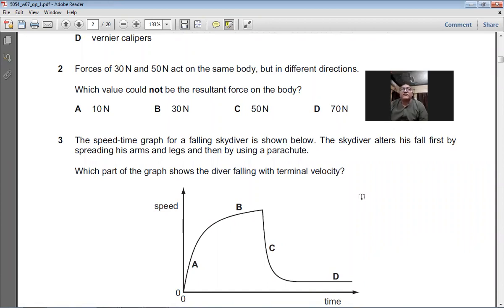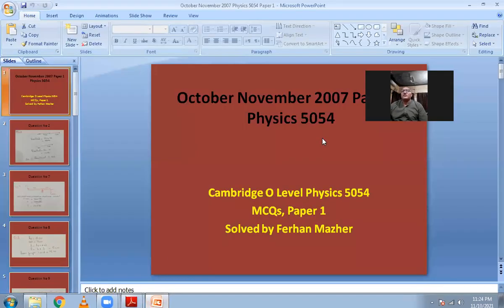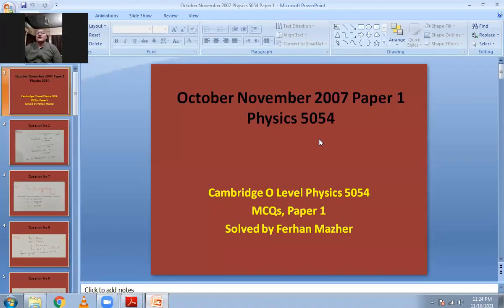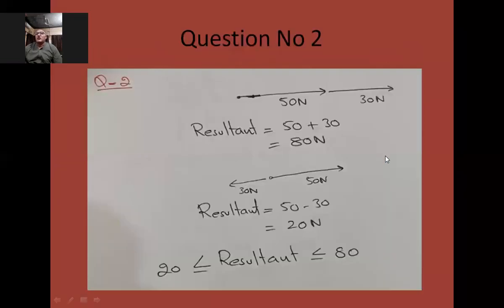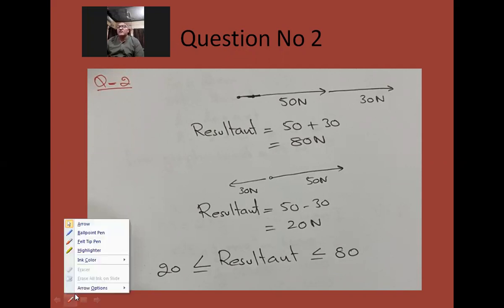Forces of 30 Newton and 50 Newton act on the same body, but in different directions. Which value could not be the resultant force on the body? So there are two forces they are talking about. Let's check. There are two forces acting, 50 Newton and 30 Newton. They can have the maximum resultant when they are parallel to each other and acting in the same direction. The resultant will be the sum of the two forces, 50 and 30, and that will be 80 Newton.